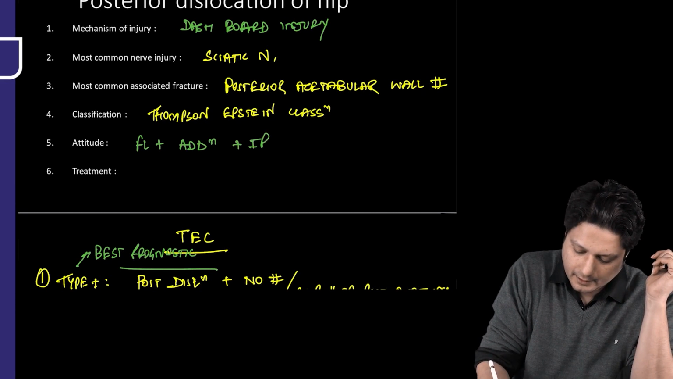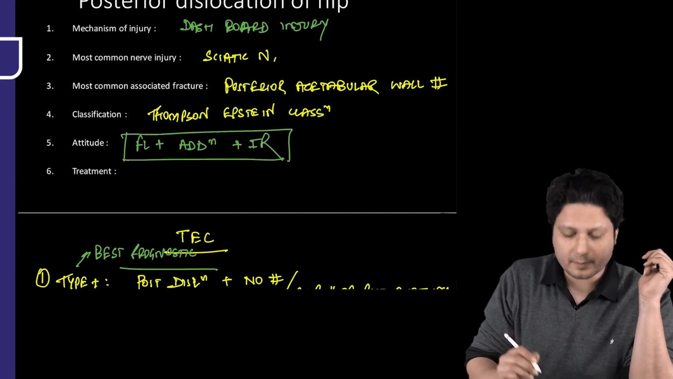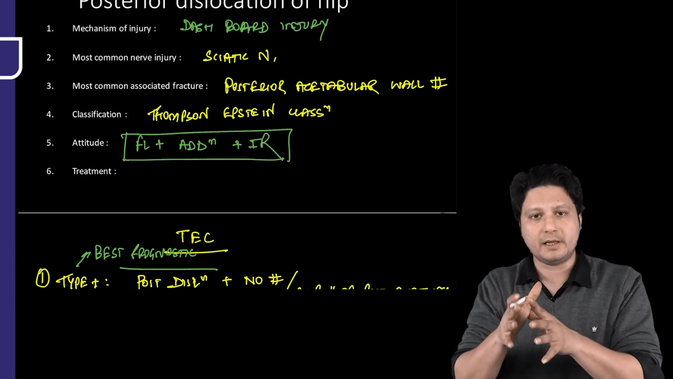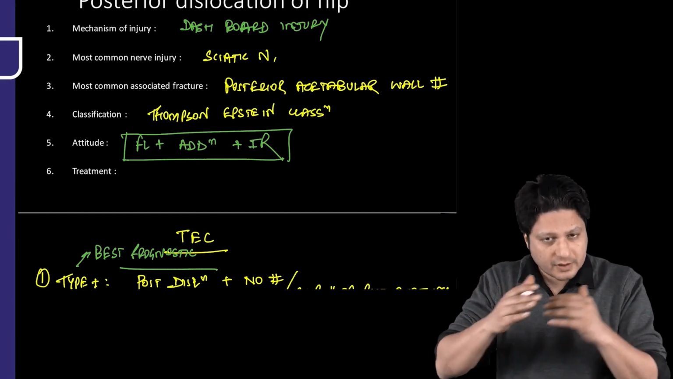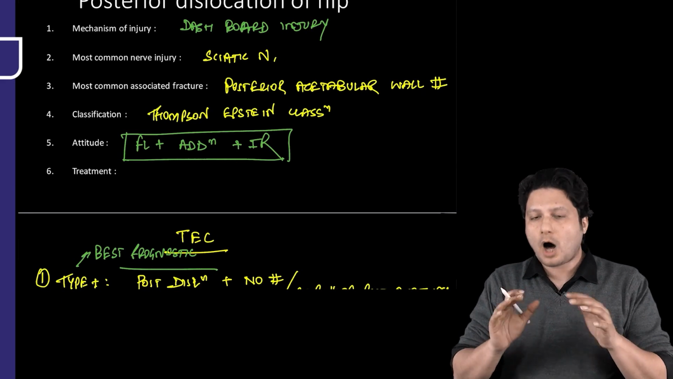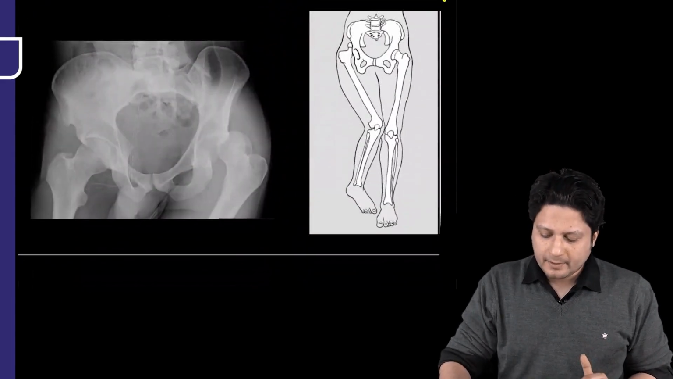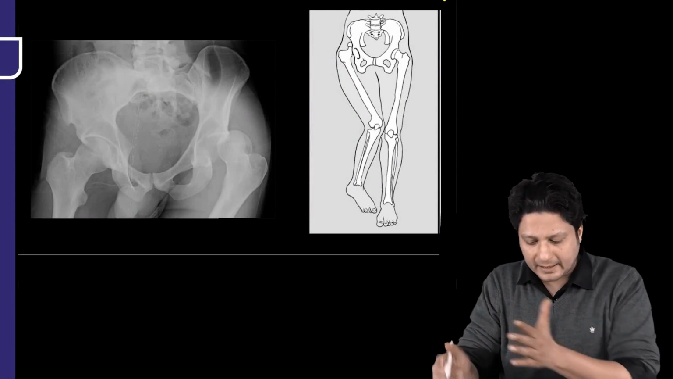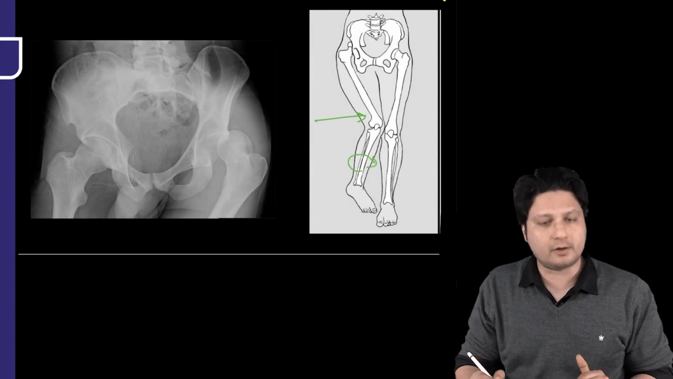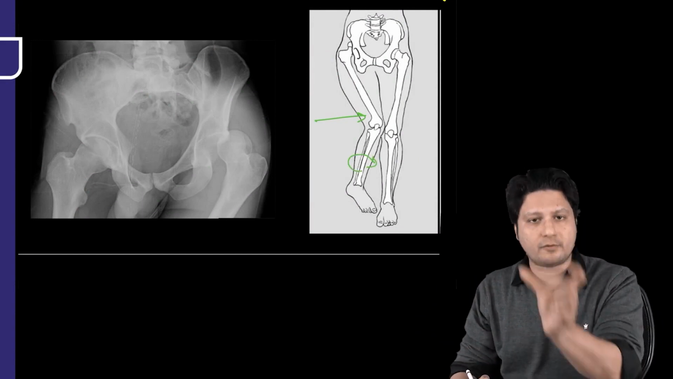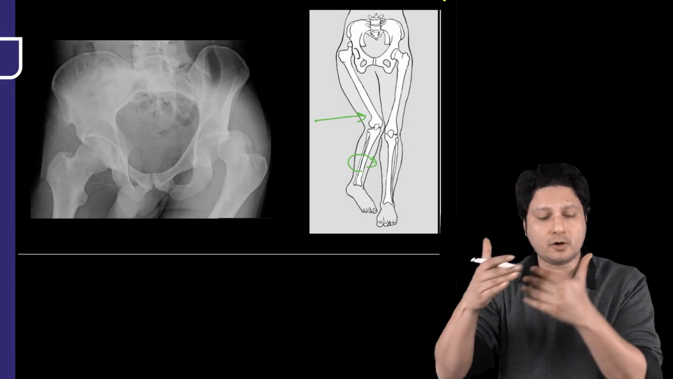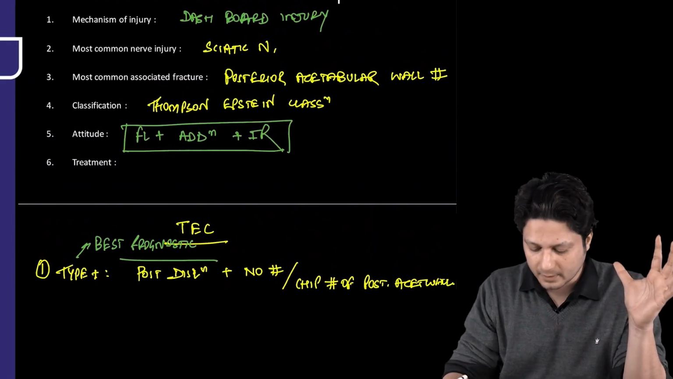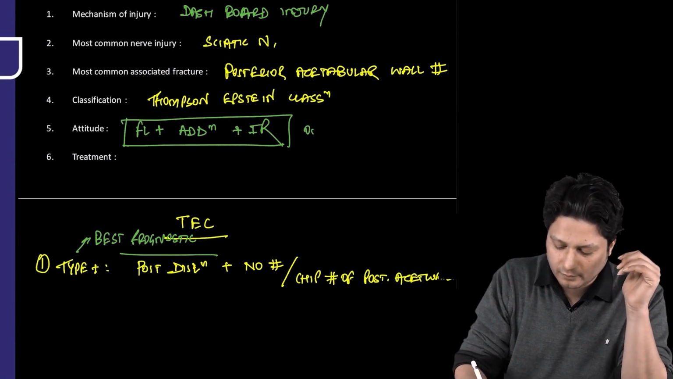adduction, and internal rotation. That means the attitude, or the abnormal position of the limb, of the thigh, would be this: imagine the patient coming to you in the emergency after sustaining this posterior dislocation of the hip joint. Now, how the patient would be lying on the couch is that the thigh would be kept in flexion, adduction, and internal rotation. So flexion, adduction, and internal rotation of the affected limb is a representative sign of posterior dislocation of the hip joint. It is considered to be a diagnostic clinical finding for posterior dislocation of the hip. All right, flexion, adduction, internal rotation of the thigh.